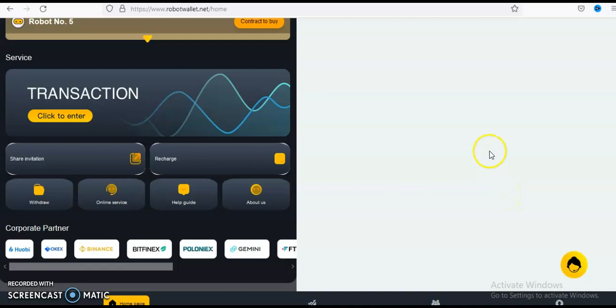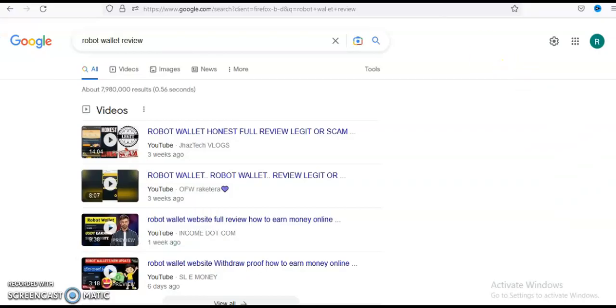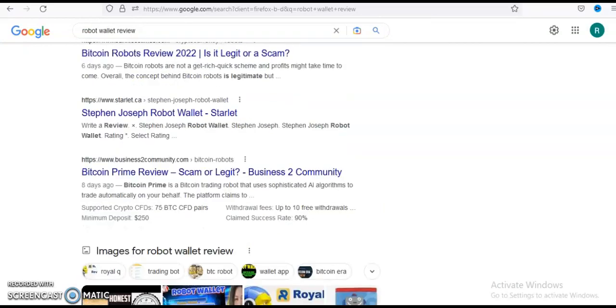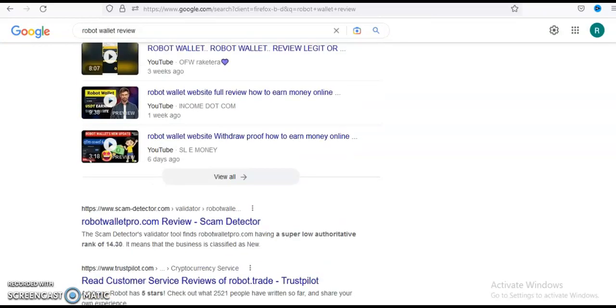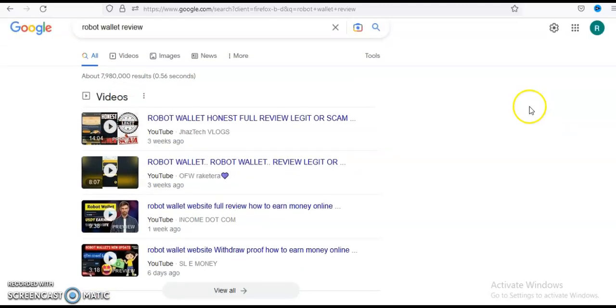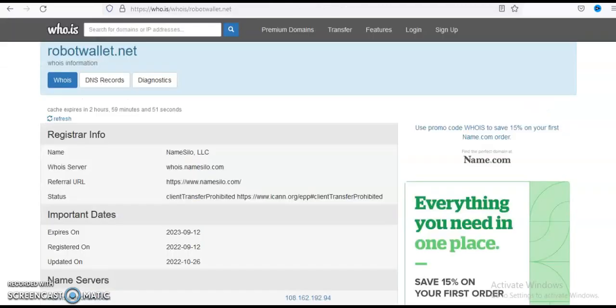Now let me show you guys another thing. I went to the internet to look for more reviews about this Robot Wallet, and I realized that I could barely see any review. In fact, there were no reviews about it at all, outside a few YouTubers who have already done a video on it. Then I went to Whois. I realized that this website was registered on the 12th of 09/2022, which was about the time that the Cala network crashed, and it was updated. That means this platform just started on the 26th of October 2022. That is a few days ago.